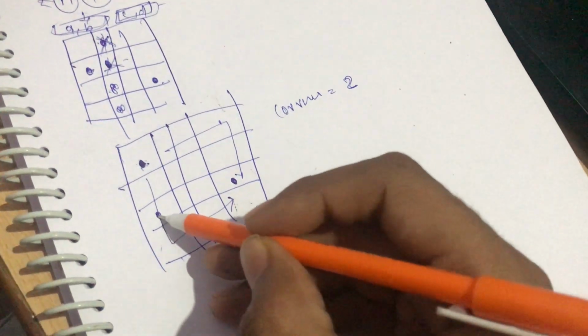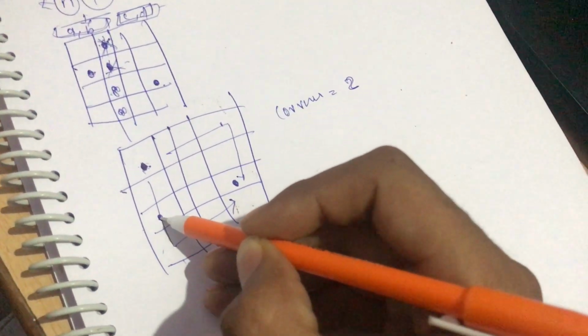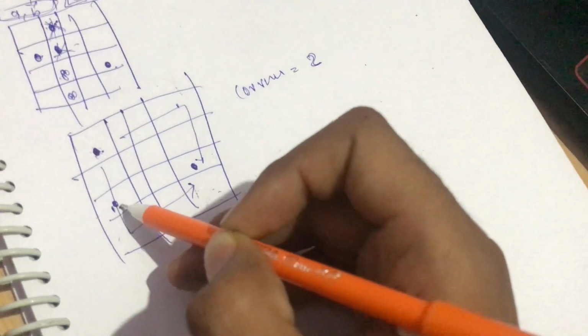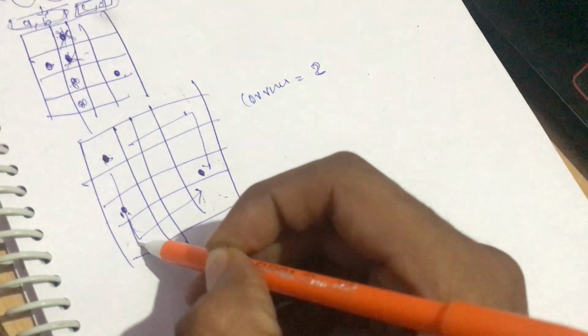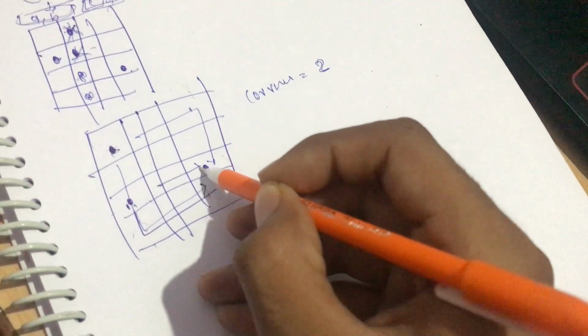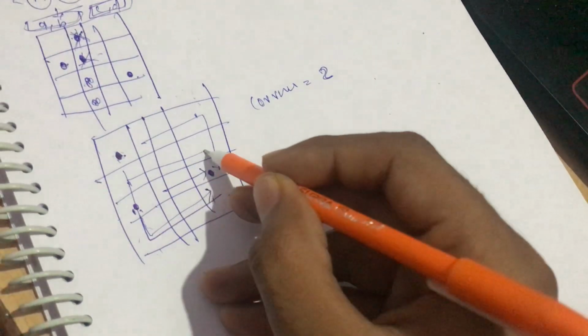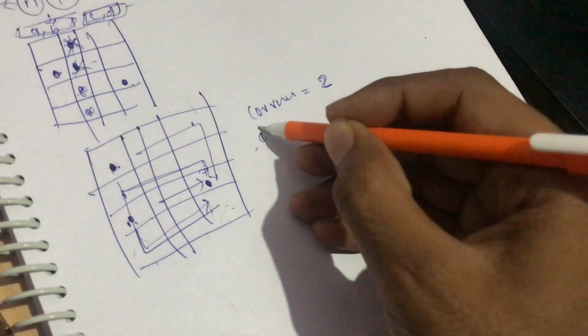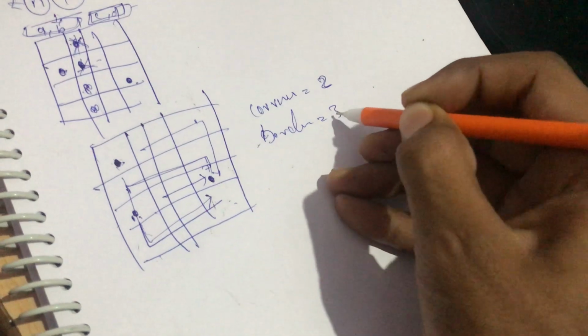Now let's suppose you stand at the border, but not the corner. If you stand here, then you have three paths: one is this, another is this, and the third is this path. So when you are standing on the border, you have three paths.